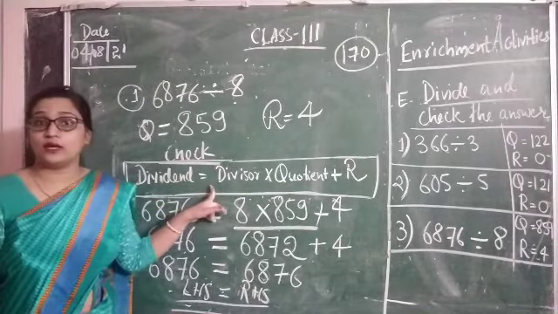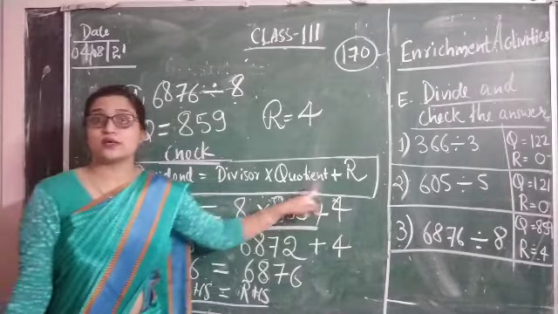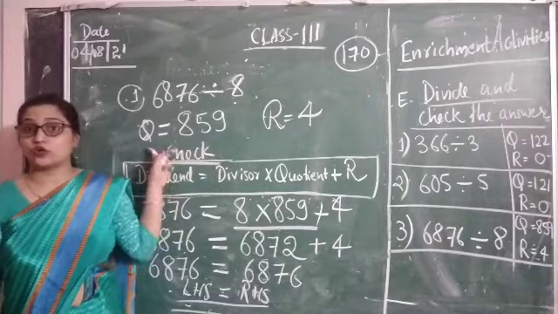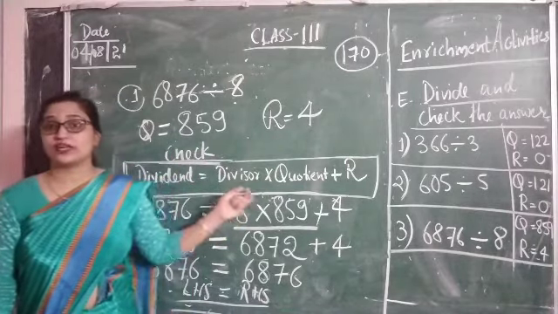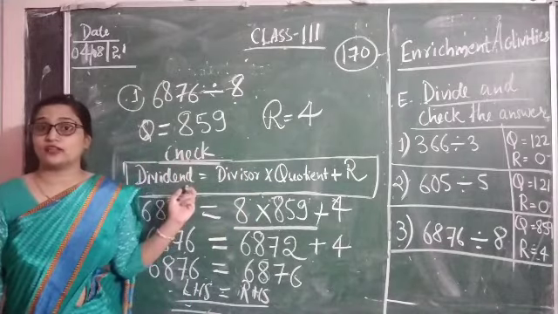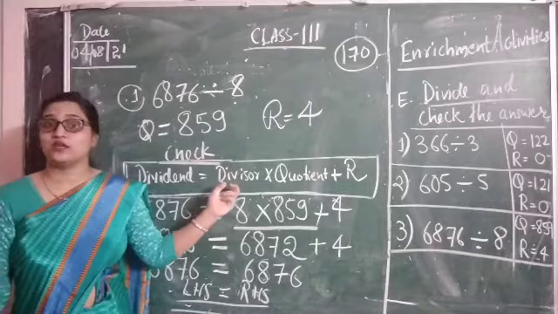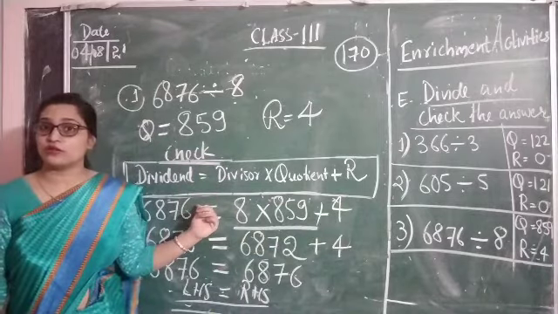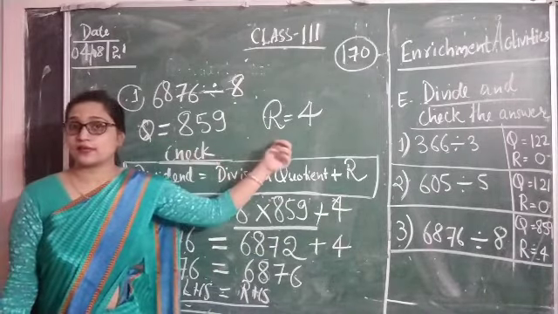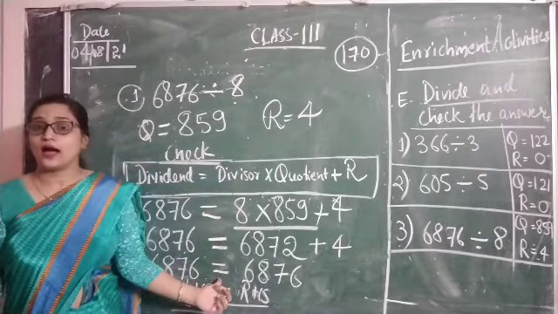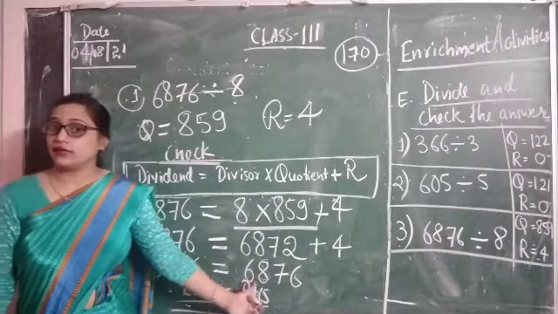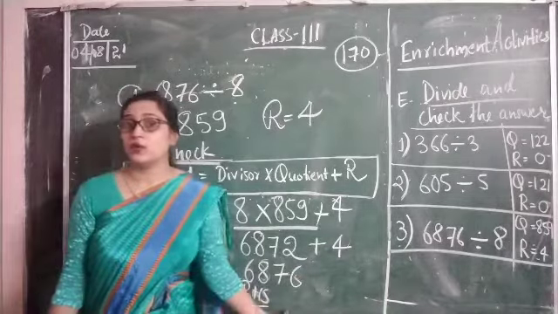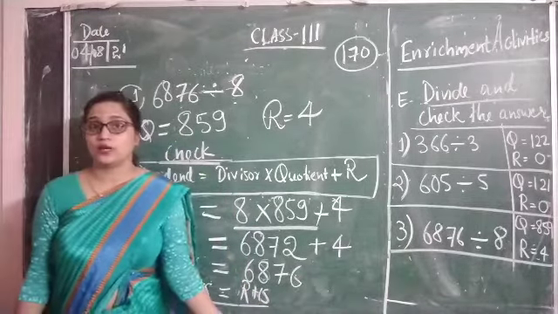Okay, so for checking the division sum, you must learn the formula: dividend equal to divisor into quotient plus remainder. First you have to divide the sum and find out the quotient and remainder, and then for the checking process you put the heading Check and write the same formula. Dividend equal to divisor into quotient plus remainder. Then in the next step you put their values from the question and the answers of the sum that you have solved already, and then get the answer. If the left hand side is equal to right hand side, that means your answer is correct. Okay, so in this way we can check the division sum. Okay, now thank you.